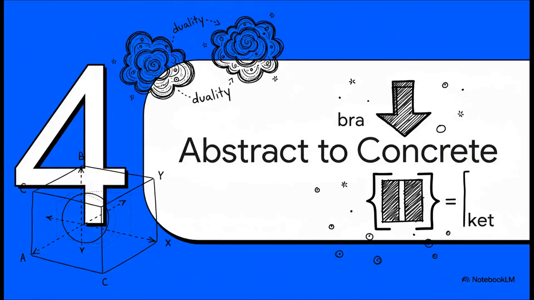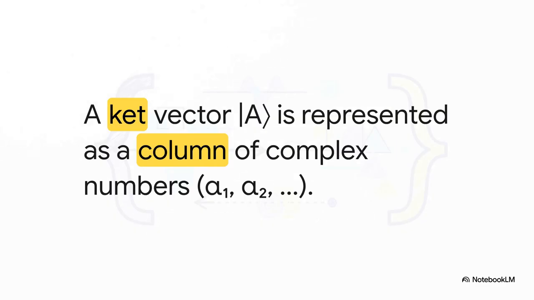Okay, I know this has all been a little abstract, talking about vector spaces and duality. So let's bring this down to earth. What do these bras and kets actually look like when we're using real numbers? So in the real world, a ket vector like A is usually just represented as a column of numbers, a column vector.